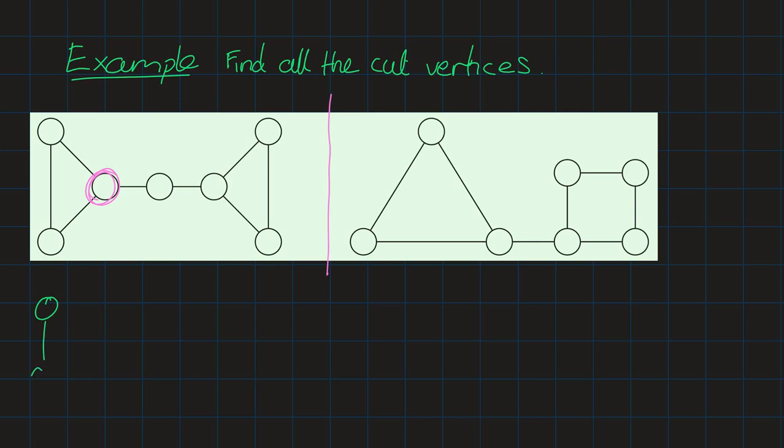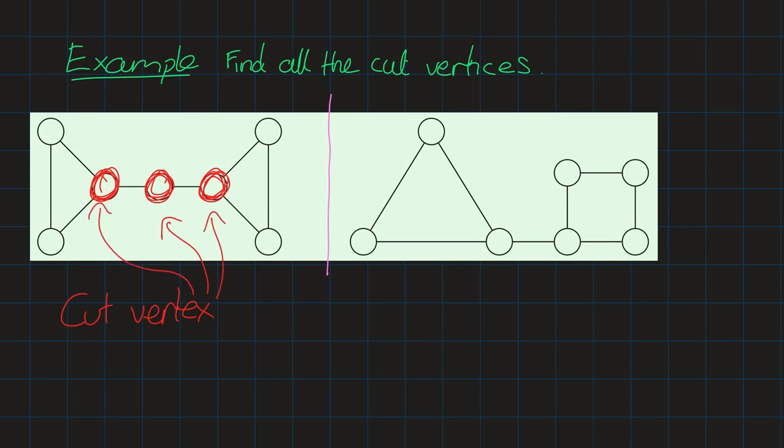When we delete this one, we get something that looks like this. And now we've got two connected components. We've got two connected components and we started with one. So by deleting this vertex, we increase the number of connected components, which means that vertex is a cut vertex. I'll just do it in red. That's a cut vertex. And similarly, if you think about it, so is this one and so is this one. So they're the cut vertices. The red ones are the cut vertices for this particular graph.